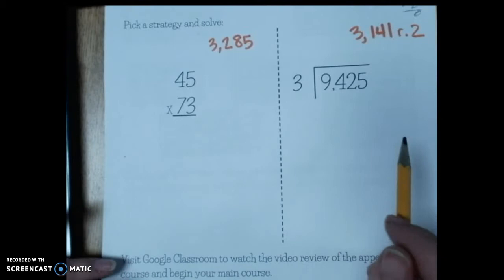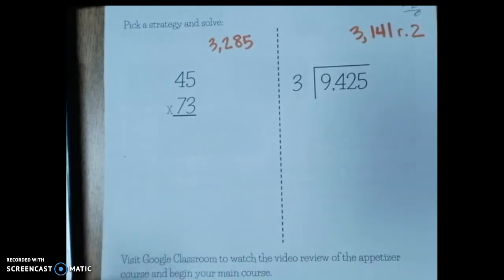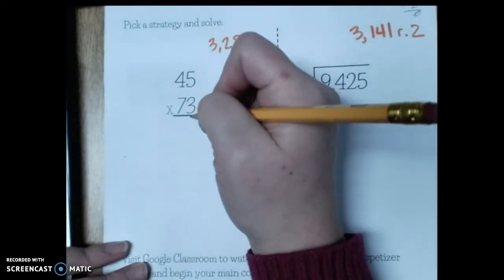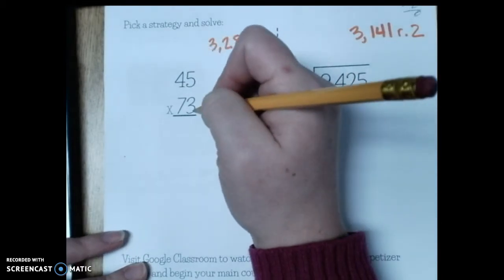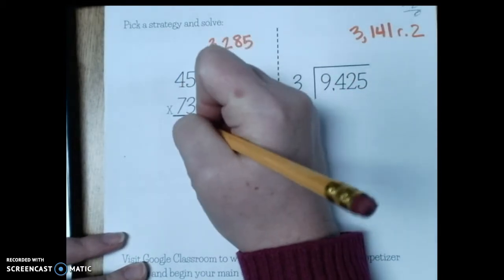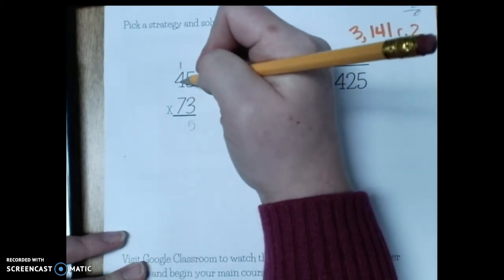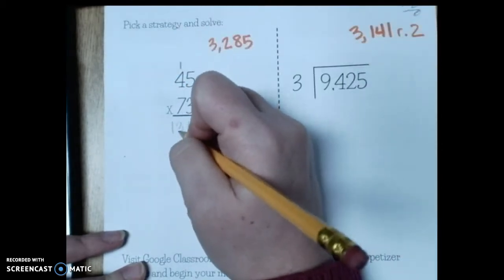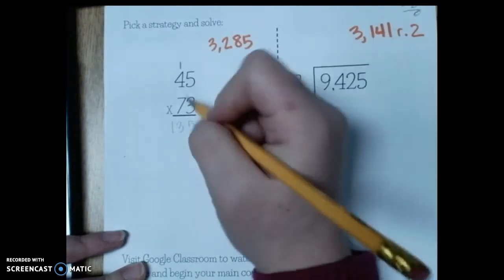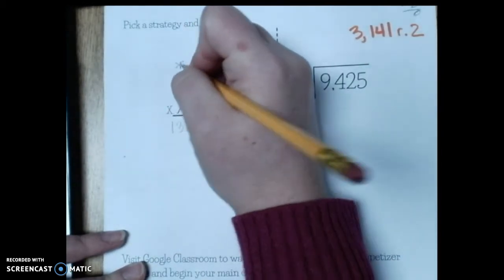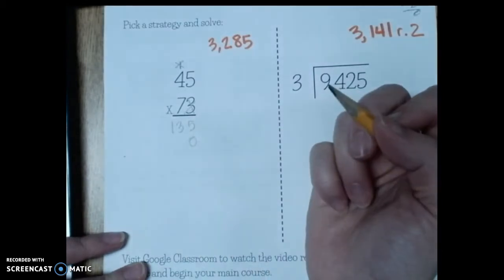Today I will do regrouping first, and then I will do partial products. Alright, so first for regrouping. I'm going to start with 1s times 1s, which is 3 times 5 is 15. Regroup the 1. Then 3 times 4 is 12, plus 1 more makes 13. Since there's nowhere to regroup, I just put the number down. Then I cross out the 1s place, and I zero out the 1s place.